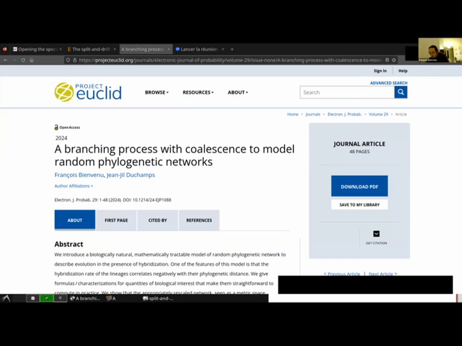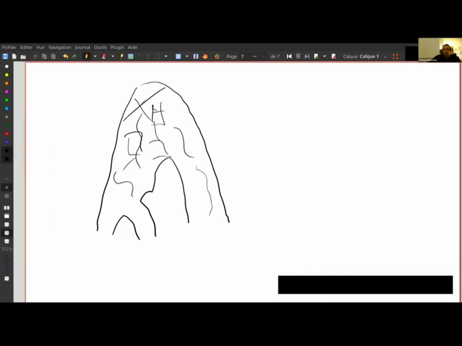Unfortunately, I'm way over time, so I'm going to stop here. I hope I've still managed to convince you that there are some interesting mathematical questions in these models that are kind of hard to tackle from a math point of view, but that are also relevant for biology because they really tell us not only what phylogenetic trees look like, but also why we even have phylogenetic trees.